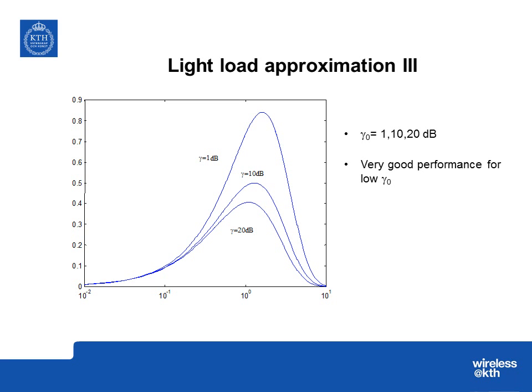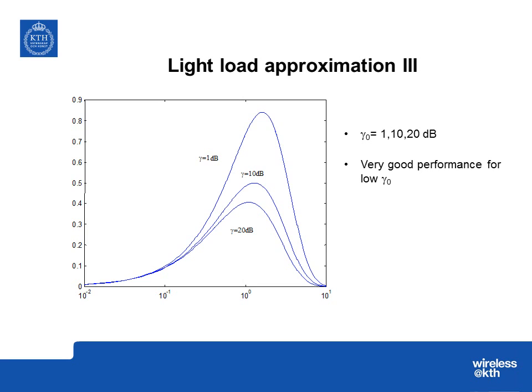Plotting the expression in the previous slides in a graph, we get the following offered load through throughput characteristics for some different capture ratios gamma naught. And as we can see, as gamma naught becomes very high, then we hardly get any capture, and the curve will be very similar to the standard ALOHA. But as gamma naught decreases, the capture probability will increase, and the throughput gets higher and higher.